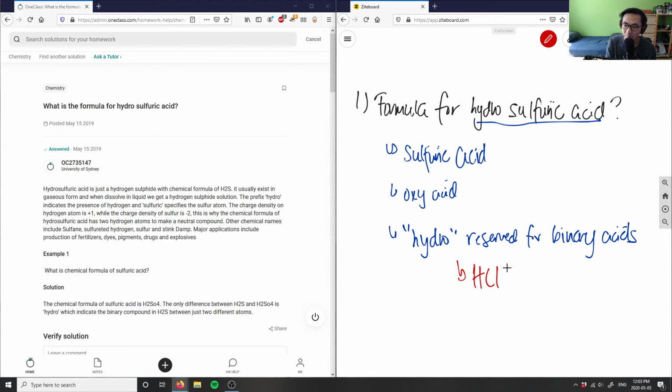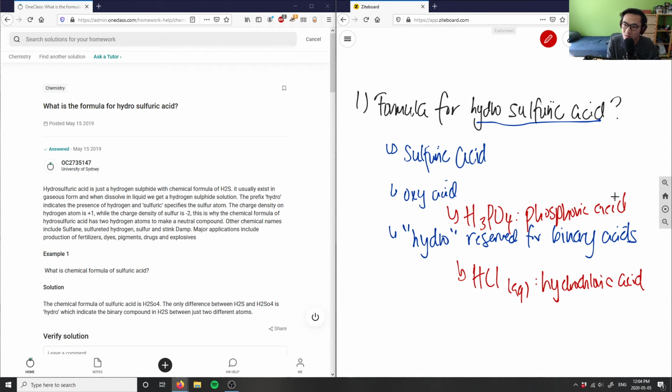So HCl, obviously, we know is hydrochloric acid, and let me just write the aqueous state as well here. An example of an oxyacid would be something with an oxygen. For example, phosphoric acid, H3PO4. This would be an oxyacid because it has oxygen in it, right? So it's asking us, what is the formula for, we know that this hydro is gone, right? So what is the formula for sulfuric acid?